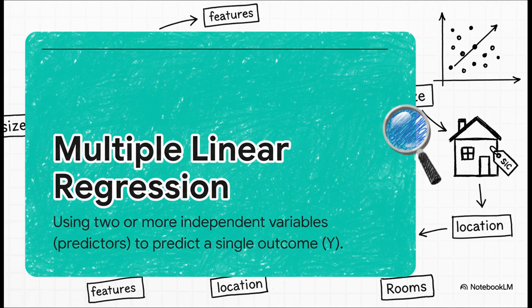Instead of just 1x, we're throwing a bunch of them into the mix. Each one adds a new dimension to our analysis, and the model weighs all of them at once to come up with the best possible prediction.